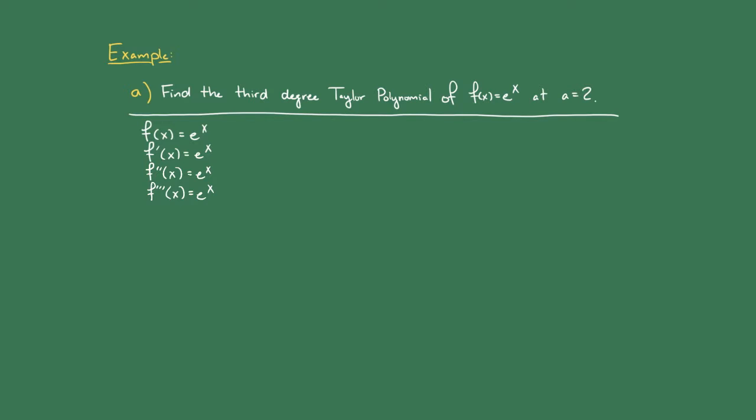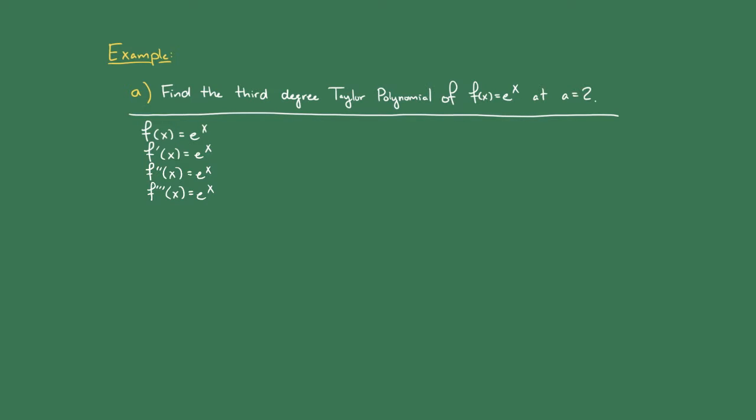Let's get some more practice. First, let's find the third degree Taylor polynomial of e to the x centered at 2. Just like before, we'll need the first three derivatives of e to the x. Again, this is easy. They're all e to the x.